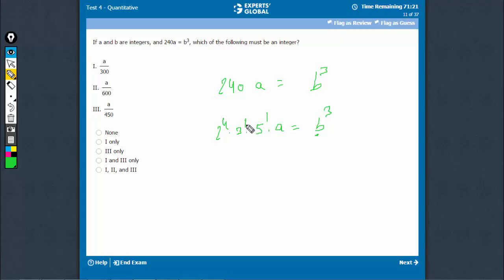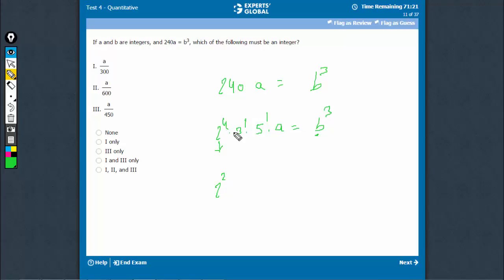So this can't be 1 here, it has to be 3, 6, 9. So let's take the least possible case, because that would be necessary. So for 2 raised to power 4, 4 would not work, 4 is not a multiple of 3. So a must have at least 2 raised to power 2 in it, so that 4 becomes 6.